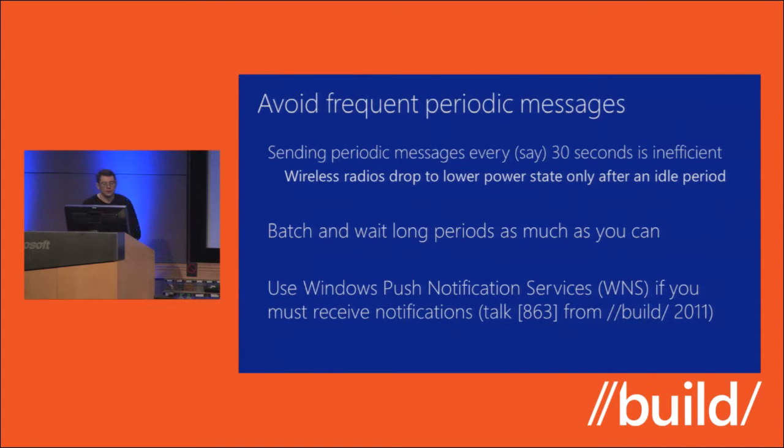So the tip here is that if it makes sense for your application, batch stuff, do a whole lot of stuff at the same time, and then leave longer idle periods, because it's the longer periods that give you the battery savings. And if your intent is just to have a notification channel so that you can get inbound notifications, and you have to keep it up all the time, consider using the WNS push notification service. There's talk 863 from last time if that applies to you.